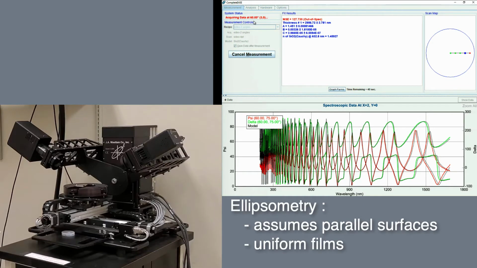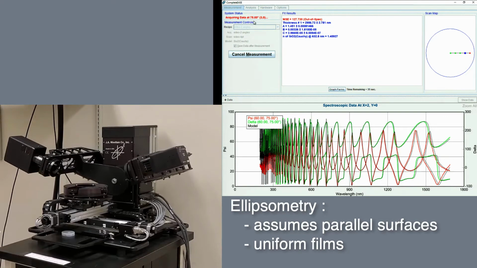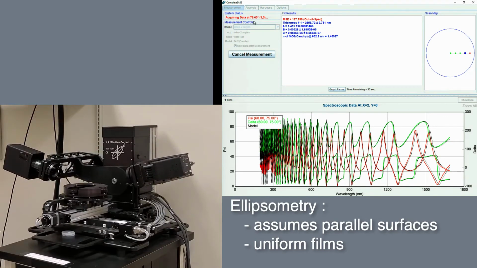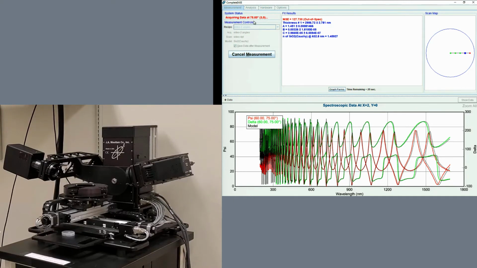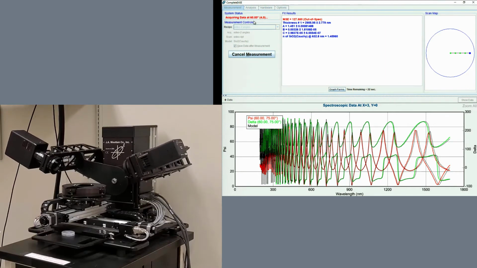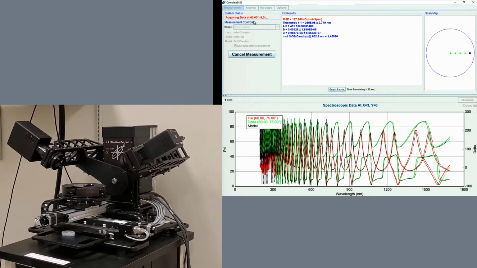Ellipsometry assumes parallel interfaces and uniform films. Therefore, uncertainty within a model can arise when roughness exceeds 10% of the wavelength of light used. As well, film uniformity greater than 10% of the spot size can also lead to non-idealities and uncertainty within the model.